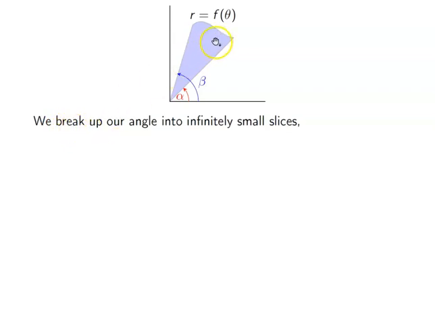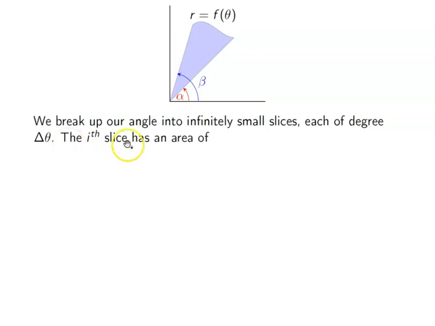So what we're going to do is break this sector into infinitely small slices like we normally do. Instead of taking slices of the area under the curve, I'm taking slices of angles along here. Each of them has an angle measure of delta theta.